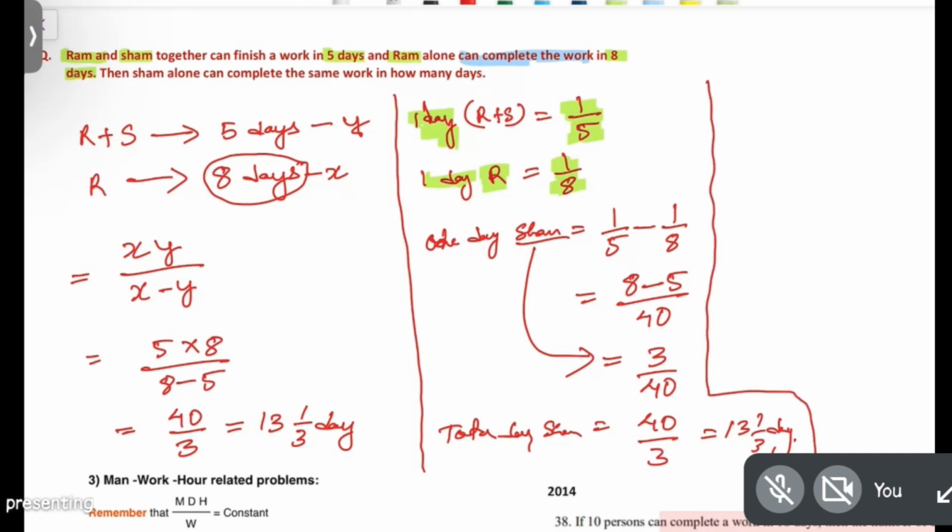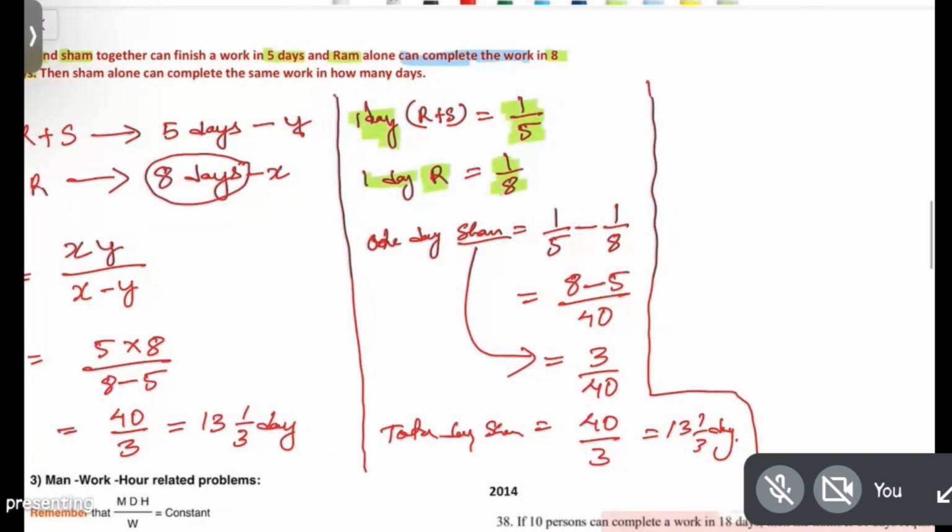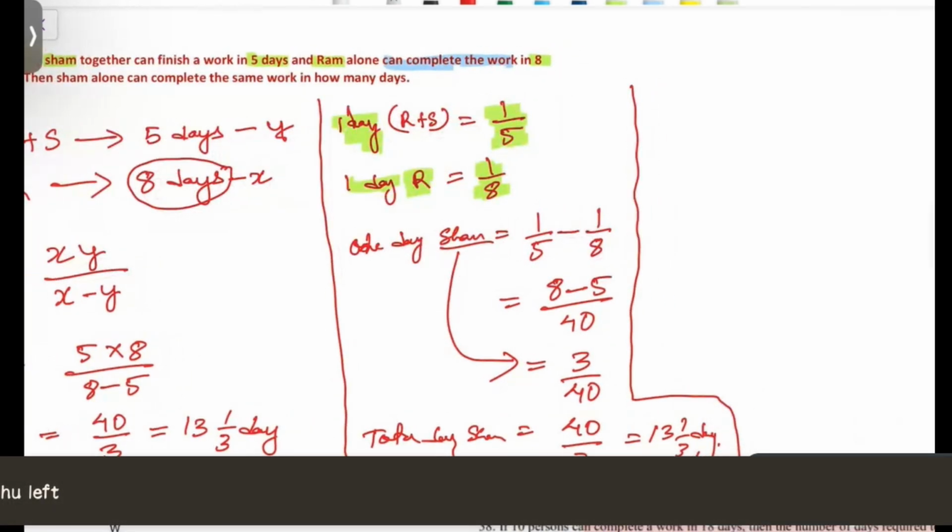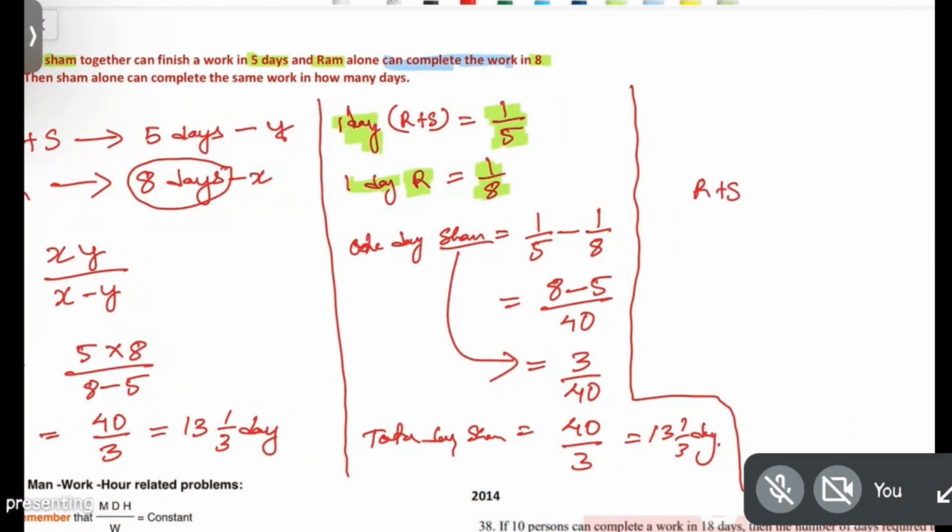Now, if I am to go by the logical approach, it is this: Ram and Sham can finish it in 5 days, and Ram alone can finish it in 8 days. We know that the LCM of these two is nothing but 40. So 5 times how much is 40? 5 times 8 is 40, and 8 times how much is 40? So now, since this is a logical approach, you need to bring up a logical conclusion.